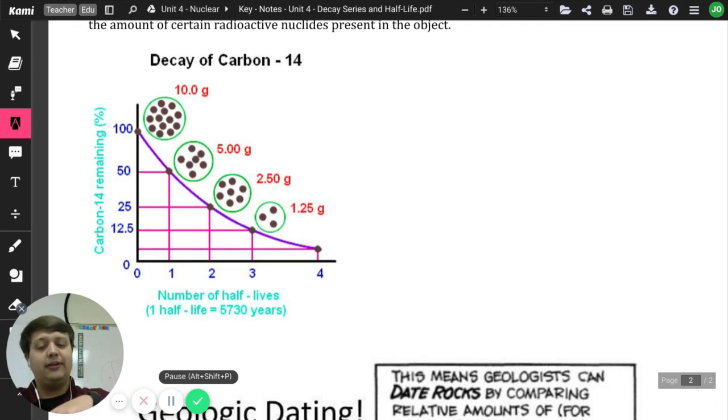So I can look at this and figure out how old that carbon is based on how much is left over. Okay, so that is your lesson on radioactive decay series and half-life.